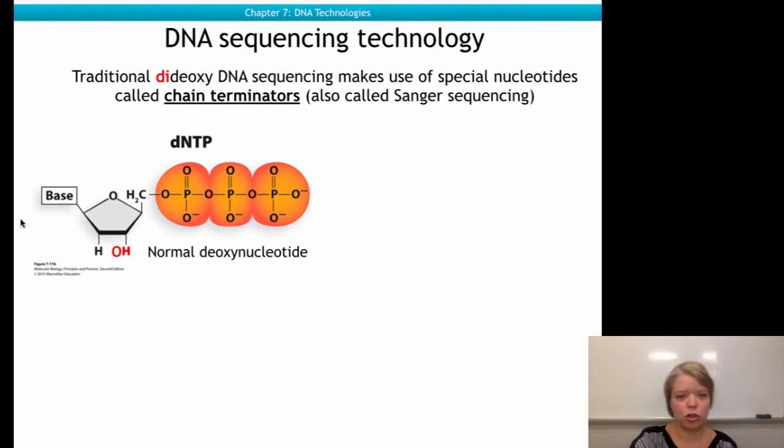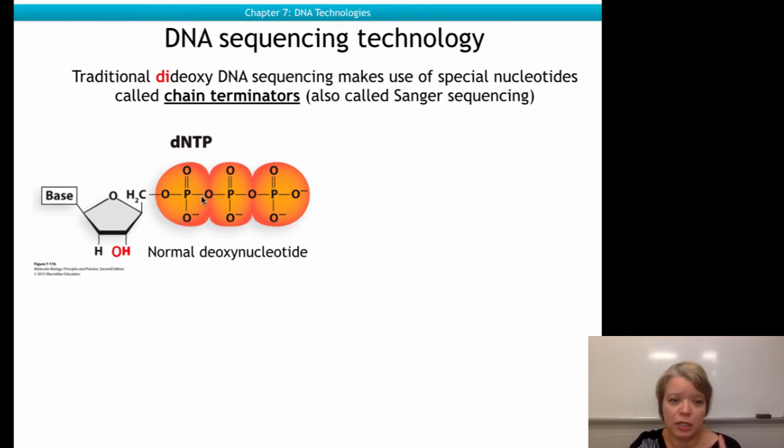Now, here's the picture of a typical normal deoxynucleotide used in a PCR reaction that is easily incorporated into a growing DNA strand by the DNA polymerase because it has a 3' OH group. Here the molecule is flipped. During other talks, I had the phosphate groups on this side, but this is the 3' OH, and this is the 5', which holds the triphosphate.